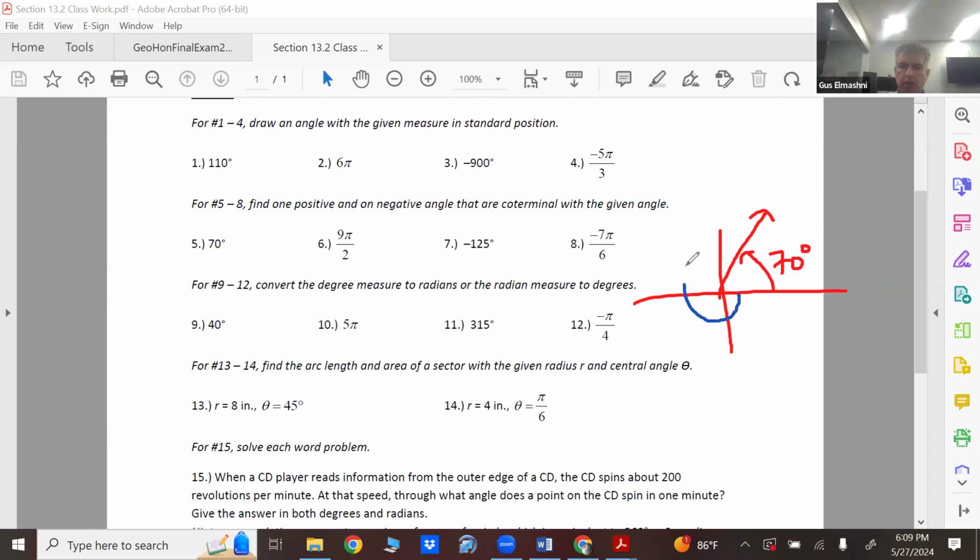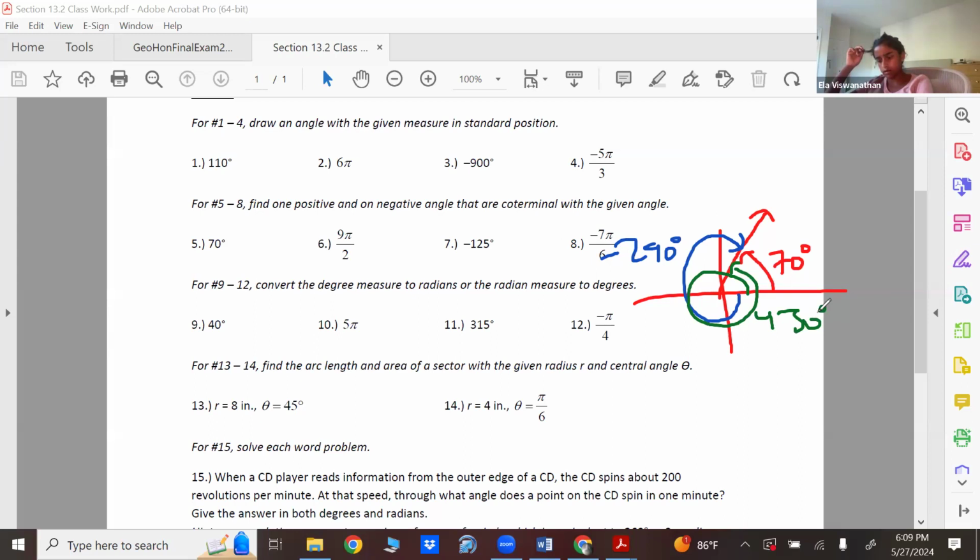So then you go backwards. That'd be 290 degrees. Is that the negative coterminal angle? Oh, sorry, negative 290, my bad. Yes. Or you can go like this, which is 430 degrees. You go around once, that's a positive coterminal angle. You go around once, and then you go a little bit more till you get to the same place. Does that make sense?